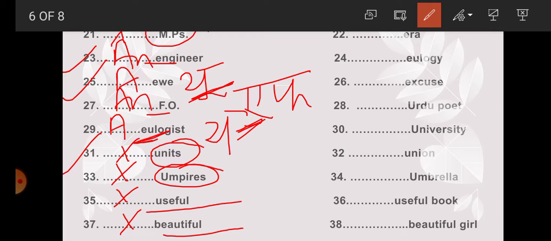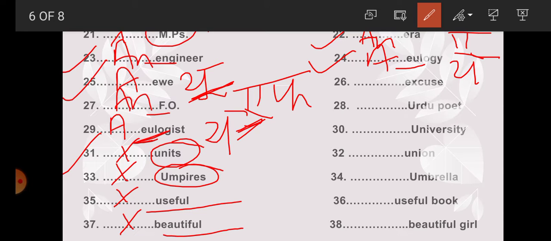Now next question number 22, student, dash era. A. What is the sound here? A. So A is what? Vowel sound. So write N here. Now question number 24, student, dash eulogy. Student, so what is eulogy here? Eulogy. What is the sound here? "Yu". So A eulogy.